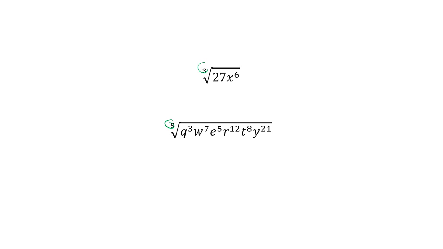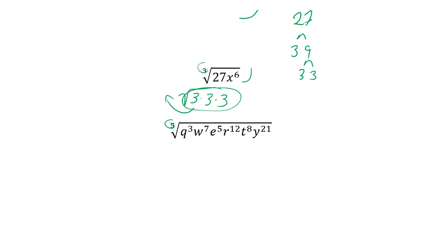So let's look at 27. Well, 27 can be broken up into 3, 9, and then 3, 3. So that means we've got the cube root of 3 times 3 times 3. There's your 3 of a kind, so they all come out. Now let's look at the 6. So now we're going to take 6, divide it by 3. The power divided by the number out front gets us 2. So our answer is 3, the number that came out, times x squared. And that is the simplified version of the cube root of that one.